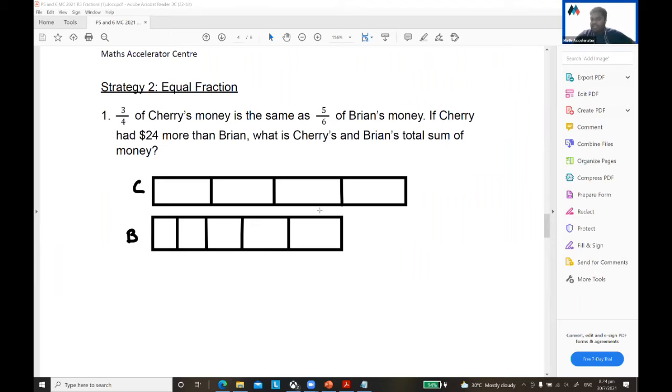So you see, it's a bit hard to visualize this, right? But this is the idea. Okay, so 5 units out of 6 units from Brian is the same as 3 units out of the total 4 units. So how do we tally them up? Okay, so like the strategy that was suggested earlier on, you see 3 over 4, Cherry, and you see Brian, 5 over 6.